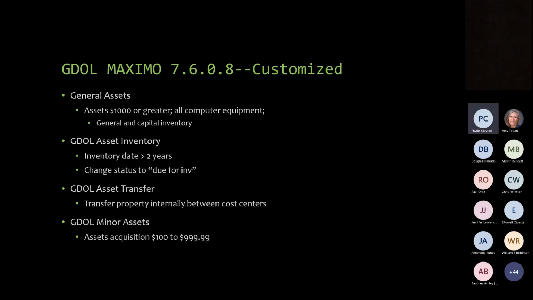To go along with that, we created an asset inventory module. We're required by the auditor to do a complete inventory every 2 years. So in this inventory module, in the background, it looks at the last inventory date. And if it's over 2 years, it changes the status to due for inventory, which is important because we have roughly about 43 locations throughout the state.